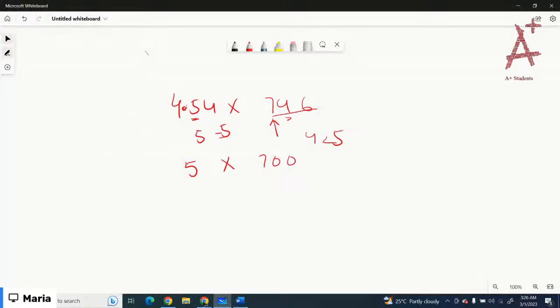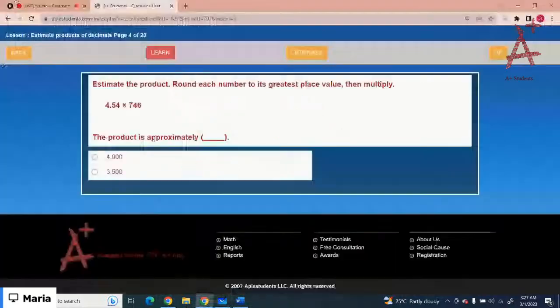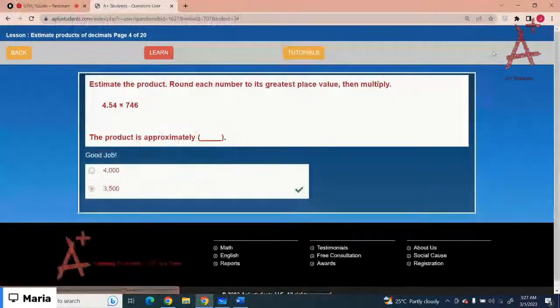Got it? So 7 times 5 is 35. So the correct option is 3500. Got it? The correct option is 3500. Just select the correct option and click on the OK button.